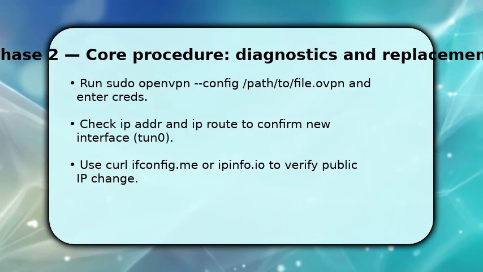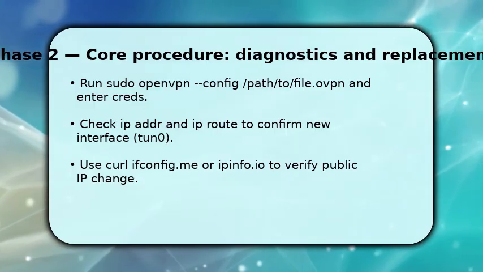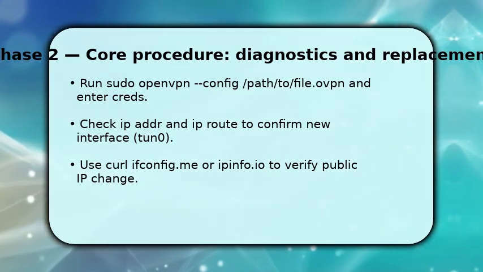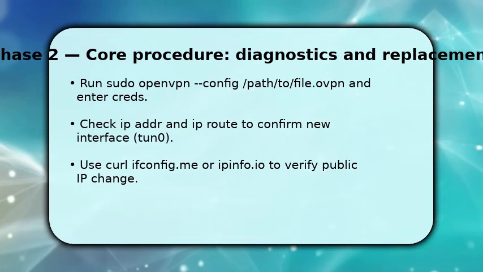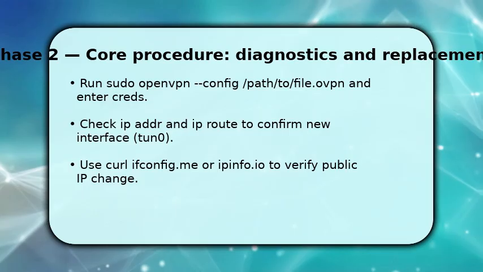You run sudo openvpn --config /path/to/file.ovpn and provide username and password when prompted. Short command, immediate result. Once connected, make sure to check ip addr and ip route to see the tun0 interface and new default gateway. This is how traffic is routed.